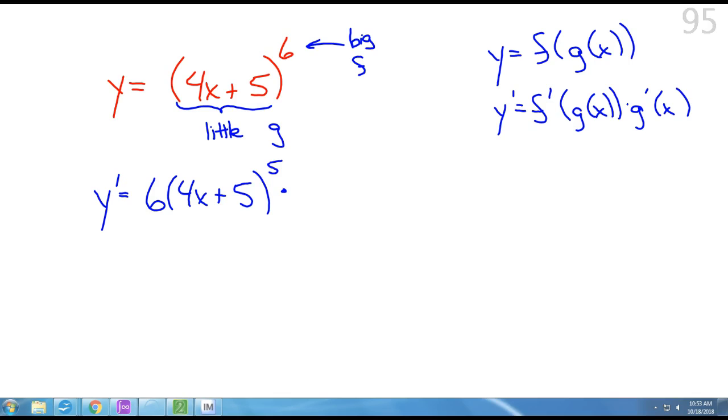So what's the derivative of 4x plus 5? 4. And that's a perfectly valid answer. The AP test on a multiple choice would probably rewrite it. And just multiply the 4 and the 6.